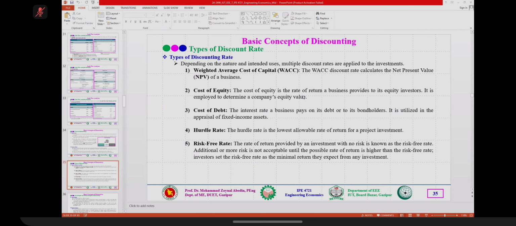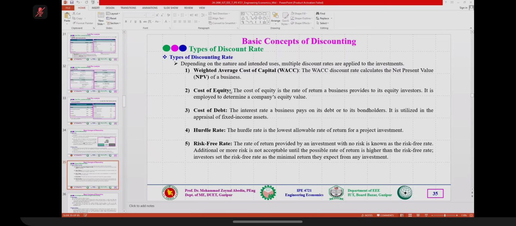Number two, the cost of equity. The cost of equity is the rate of return a business provides to its equity investors. It is employed to determine a company's equity value. Number three is the cost of debt. The interest rate a business pays on its debt or to its bondholders. It is utilized in the appraisal of fixed income assets.